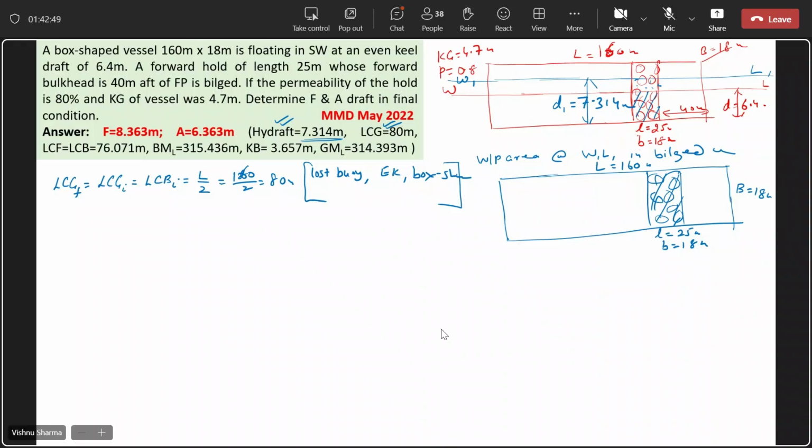Okay. Look at the diagram, guys. Tell me, is LCB going to be same as LCF? Yes or no? Same, sir. Identical. Will LCB and LCF in the bilge condition be same? Yes or no, class? Please tell me. Yes, sir.